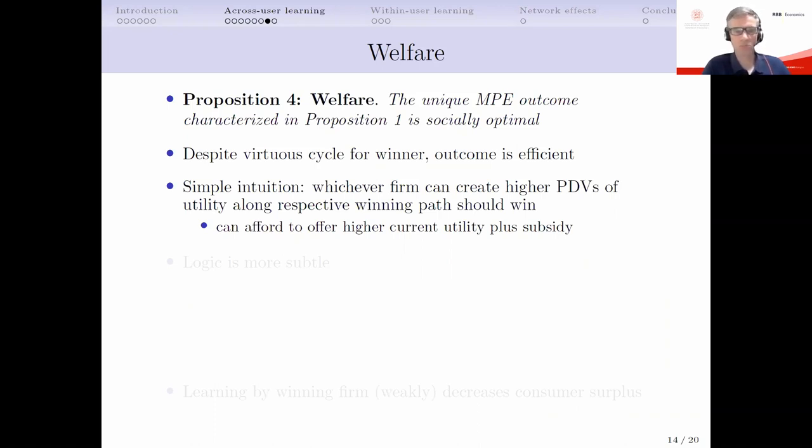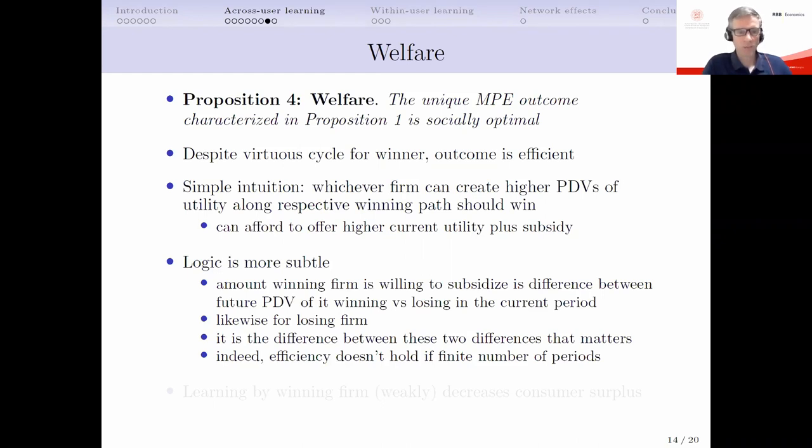Because it, the current utility plus subsidy this period. Turns out the logic is actually much more subtle than that, because the amount that the winning firm is willing to subsidize is not the future path of utility that it creates, but instead the difference between the future present discounted value of profits it gets from winning versus losing in the current period. And the losing firm is also subsidizing around that cutoff, and it's determined by the same thing, the difference in the future PDV of winning versus losing. It's actually the difference between these two measures that matters. And it turns out that when you difference this difference, you get back to the same logic that determines the firm that wins. So it's not an obvious result.